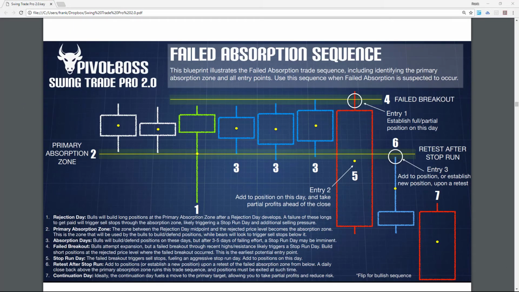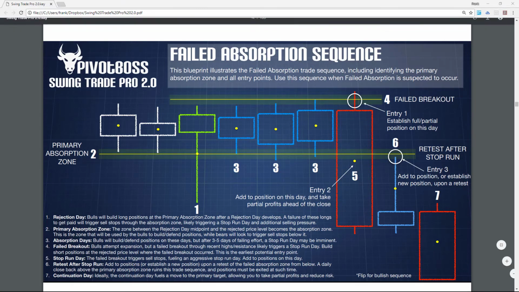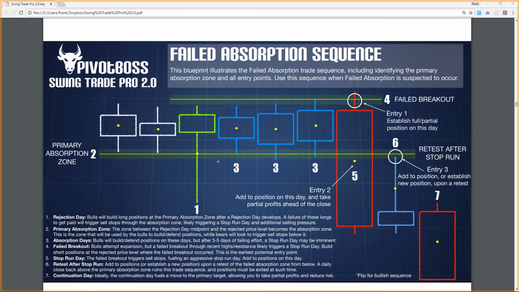Alright, in this sequence here, we're going to discuss failed absorption. The failed absorption sequence is a powerful sequence because this is when the stops come out. You have market participants who have been building a position, looking for a continuation in one direction. But when those market participants don't get paid, that's when a stop run can occur, and those market participants start to jump ship, and then a major collapse occurs. This can be a very, very powerful trade. So continue to watch when a rejection day sequence fails, because that's when a significant stop run can occur.